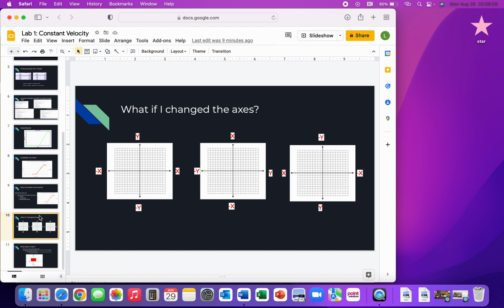And then in the other example on the far right, if you switched both of the axes so that the normal positive direction was the negative direction, everything would be the same, but the water bottle would be moving in the negative direction, so the velocity would then be negative.